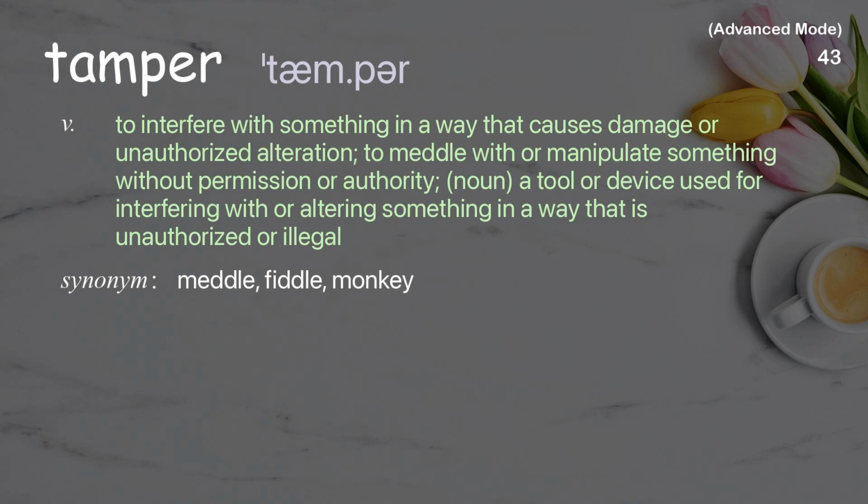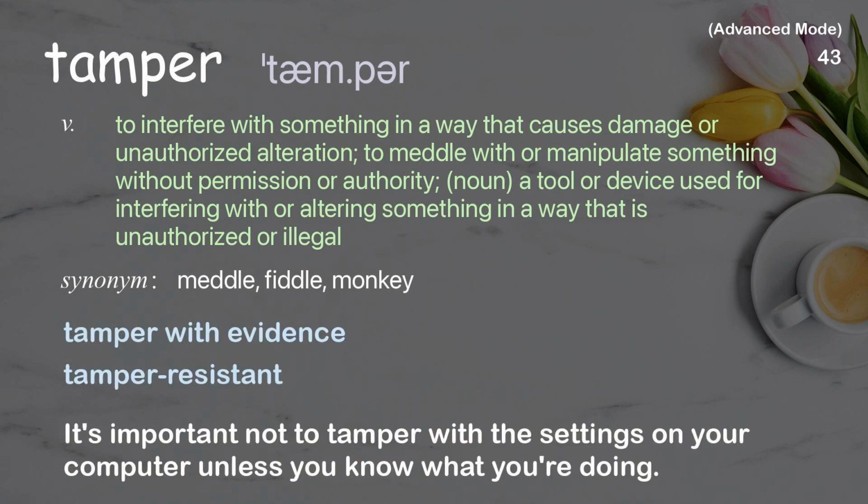Tamper. To interfere with something in a way that causes damage or unauthorized alteration, to meddle with or manipulate something without permission or authority. Noun, a tool or device used for interfering with or altering something in a way that is unauthorized or illegal. Examples: Tamper with evidence. Tamper resistant. It's important not to tamper with the settings on your computer unless you know what you're doing.